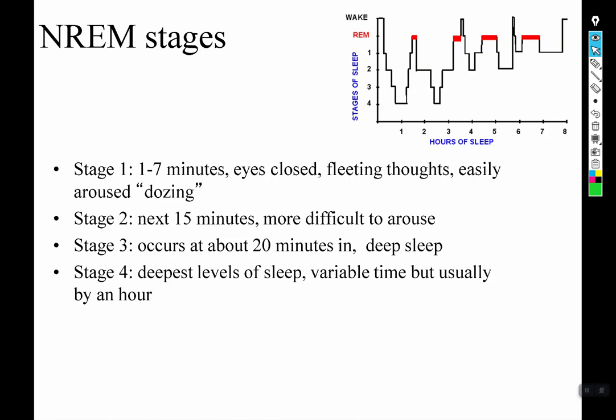The next 15 minutes, you become more difficult to arouse. At about 20 minutes in, you get deep sleep. This is why, if you choose to take a nap, it really should be at least 20 minutes. Taking a 10-minute nap is not going to do you a whole lot of good. And then by stage four, the deepest level of sleep, when your brain waves are really slow, usually this is about an hour in, but not for everybody.